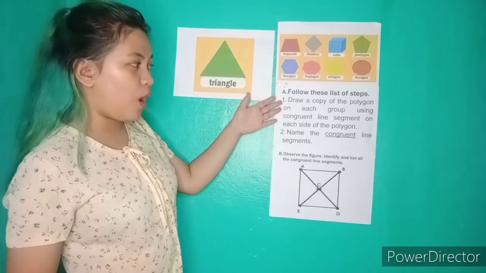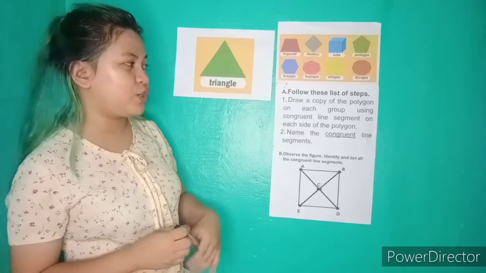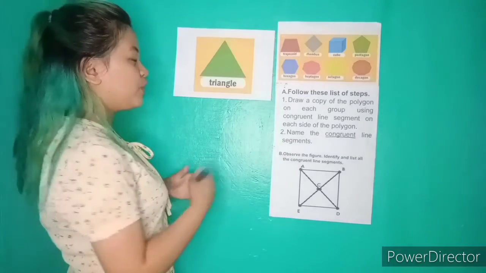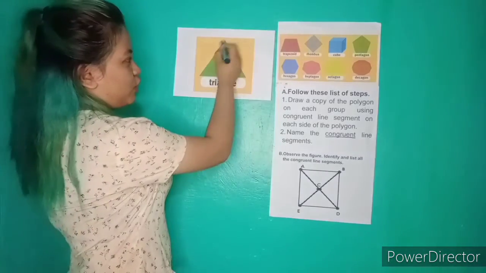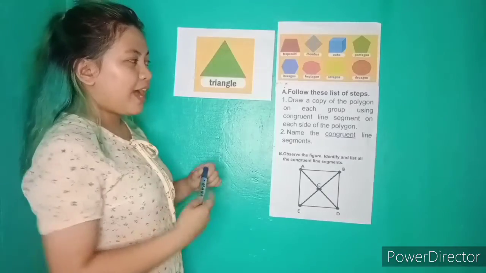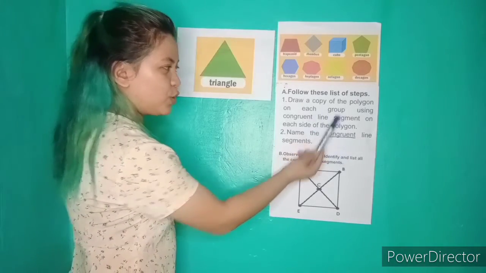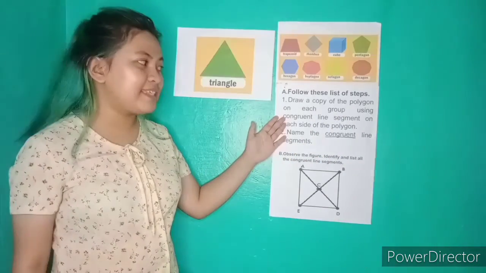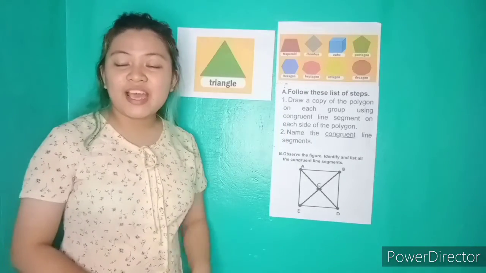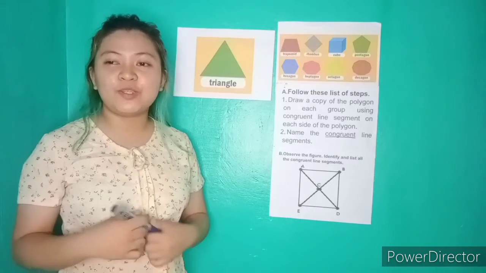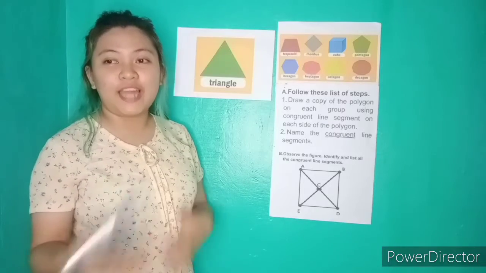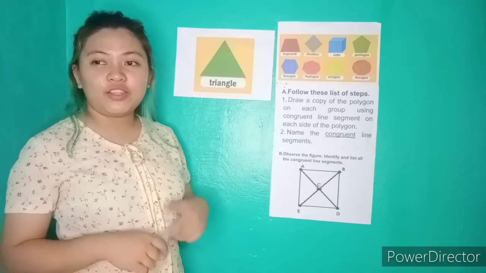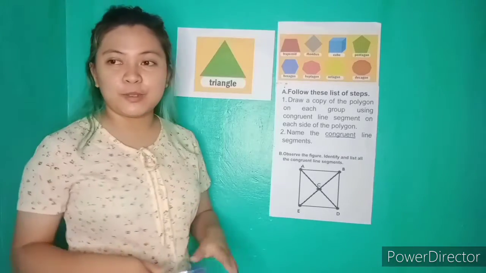You need to draw a copy of the polygon on each group. If you choose triangle, you need to copy and draw the triangle. The catch here is that on each side you use congruent line segments. That's why I asked you to bring your ruler, because you need to measure. It depends on you how long your polygon is.